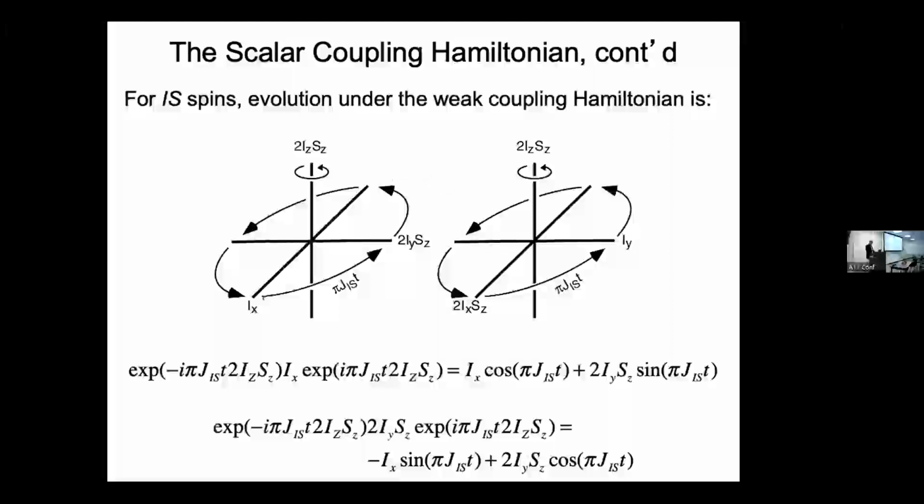And if I keep going, it's going to rotate back into the IX operator. Over here, if I started with IY, under the J coupling, I'm going to rotate towards minus 2IXSZ. And if I wanted to ask what happens to SX magnetization, I would just swap the labels. I would have two more figures that look like this. So all the matrix multiplications reduce to these 4 pictures.